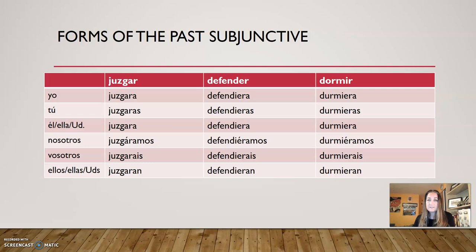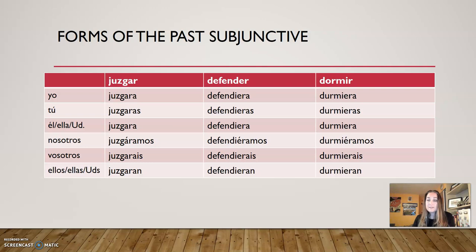Okay, so let's take a look at a couple of these examples. Juzgar. Juzgar is a regular AR verb, so the ellos form is juzgaron. Drop the ron and add the ra-ra endings, the past subjunctive endings. So we get juzgara, juzgaras, juzgara, juzgáramos, juzgarais, juzgaran.